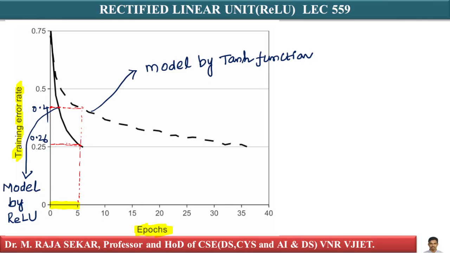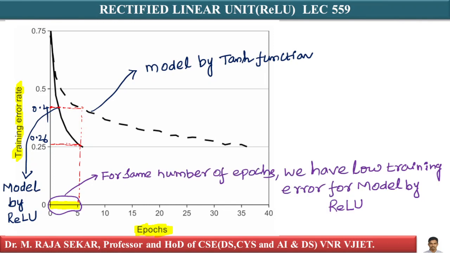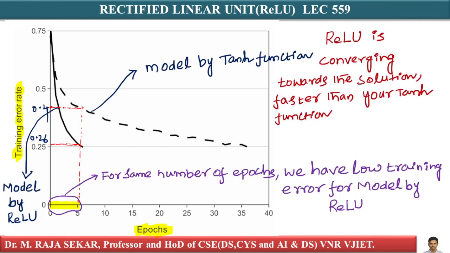What does it show? It shows that for 5 epochs, ReLU has a significantly lower error rate than tanh, which shows that ReLU is converging towards the solution faster than the tanh function. And why is this happening? Because you don't have the problem of vanishing gradient.